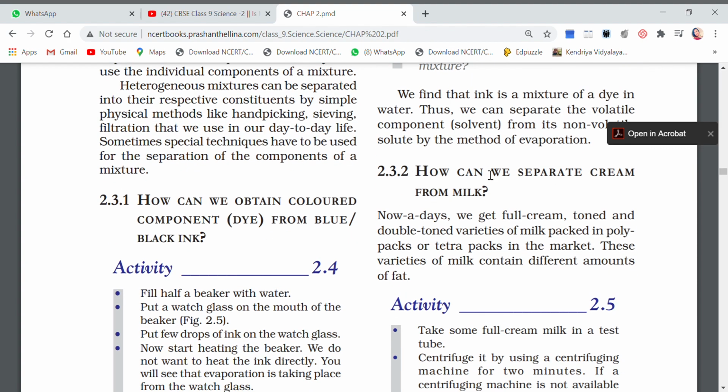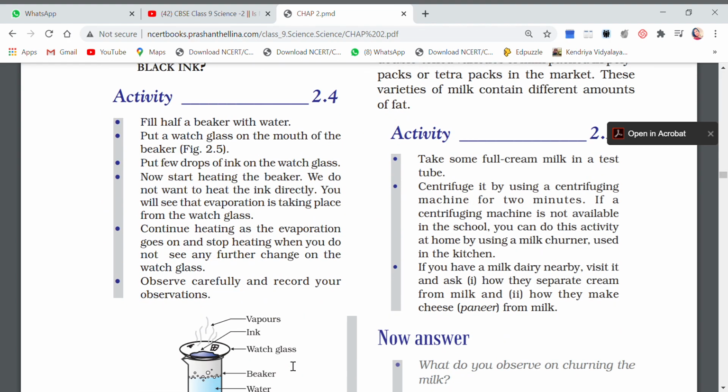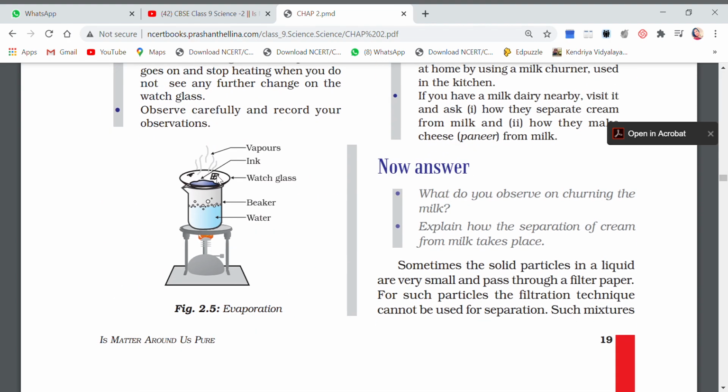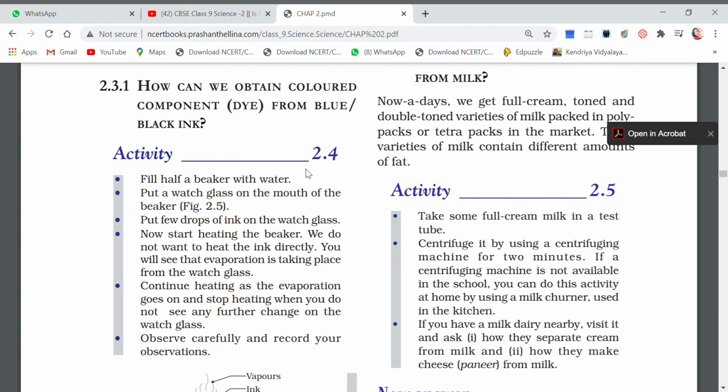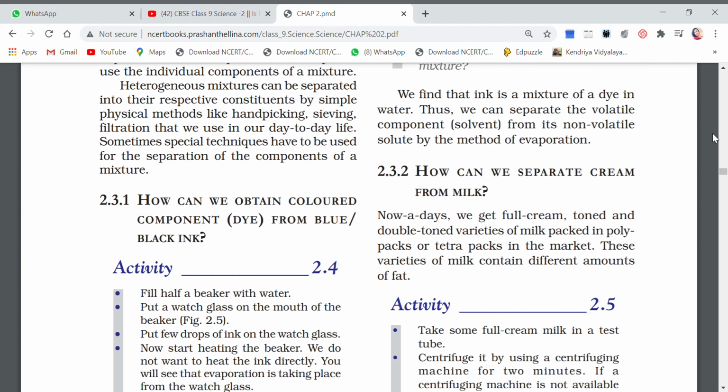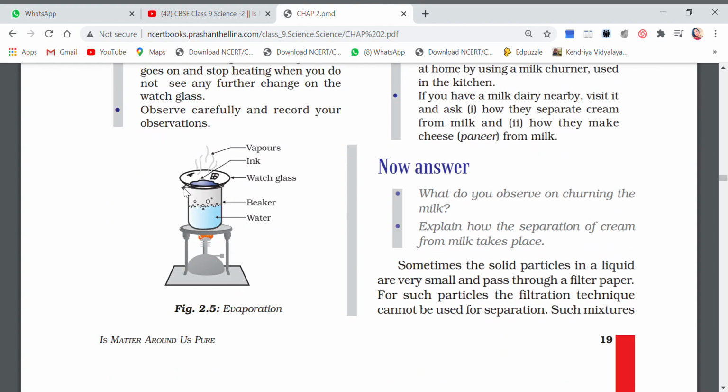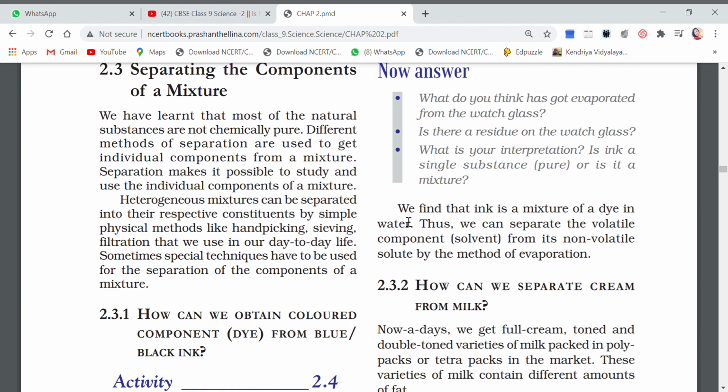Again I am telling you that we have learned from this experiment that ink is a mixture of liquid which was lost in the form of vapors, and dye which was on the watch glass in the powdered form. Now how are we separating it? We are separating it by the process of evaporation. Evaporate hua na, vapors got evaporated. So what is the process we have used here to separate? That process is evaporation. Now children, very important part here.